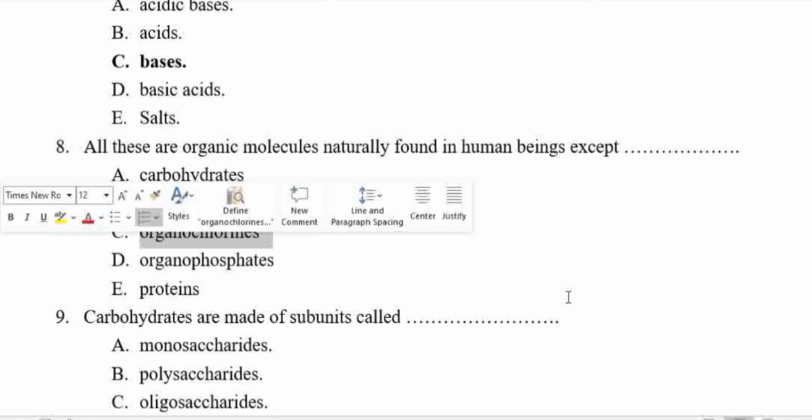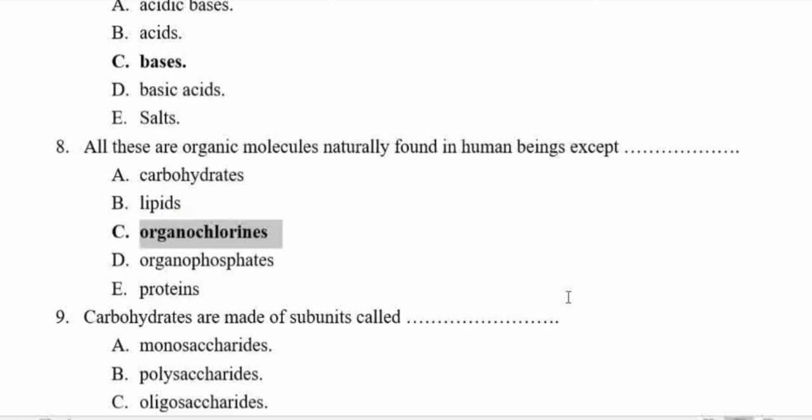Organochlorines are pesticides, insecticides for example, and the same with organophosphates, which are also pesticides. So in this case, we are supposed to choose C and D as our best answers. They are not organic molecules which are naturally found. In actual fact, they are synthetic chemicals. And for the organochlorine, because of its persistence in the environment, it has been banned. In actual fact, we are not supposed to find organochlorines in the bodies of human beings.